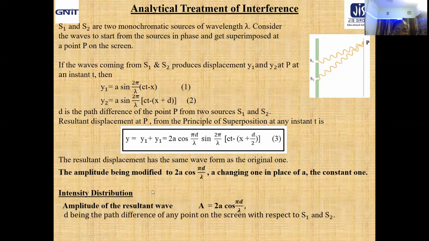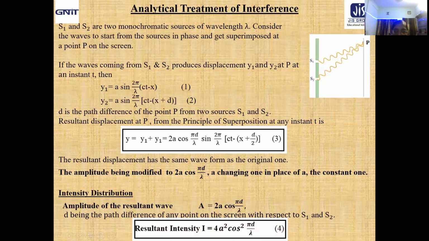And because of that, what is happening? In the intensity distribution pattern, what will we get? The amplitude of the resultant wave is like that. So what about the intensity? The resultant intensity will be 4a square cos square pi d by lambda. Here it is a variable part, and here it is the 4a square, the constant part.